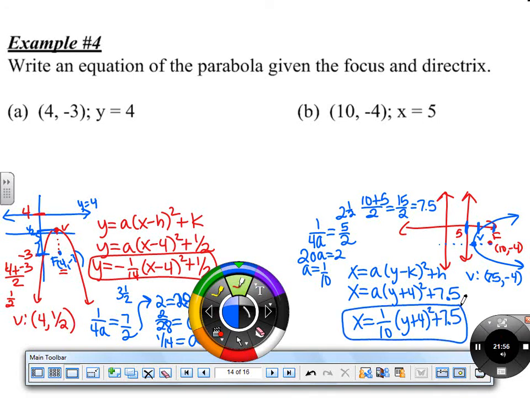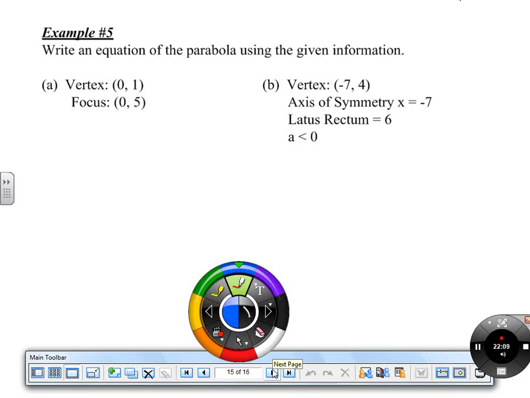All right, the last thing we're going to do is on page 8, and page 8 only has one example with part A and part B, so you should be fine. We're going to write equations again, given some different pieces of information. In part A, they give us a vertex and a focus. Again, a quick sketch is really helpful. If you know the vertex is at (0, 1) and the focus is at (0, 5), you can see where the parabola should travel.